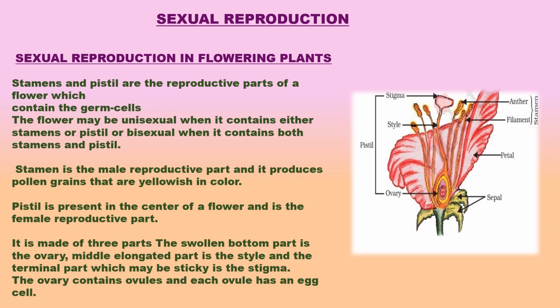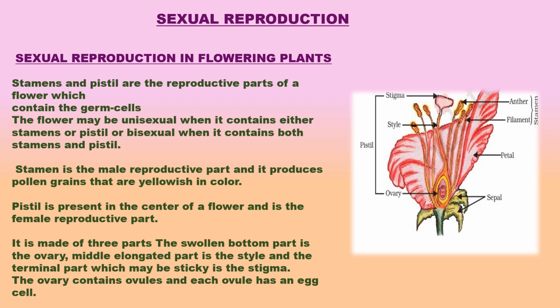Carpel. In the center of a flower, there is a flask-shaped organ called carpel. Carpel is the female reproductive organ of the plant. A carpel is made of three parts, stigma, style and ovary. The top part of carpel is called stigma. Stigma is for receiving the pollen grains from the anther of stamen during pollination. Stigma is sticky so that pollen can stick to it.